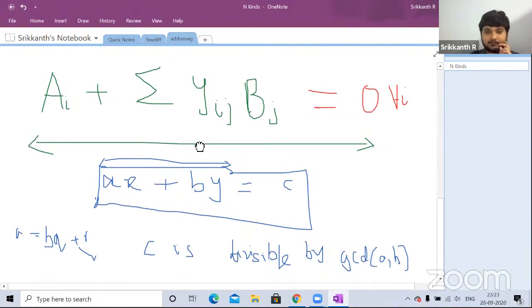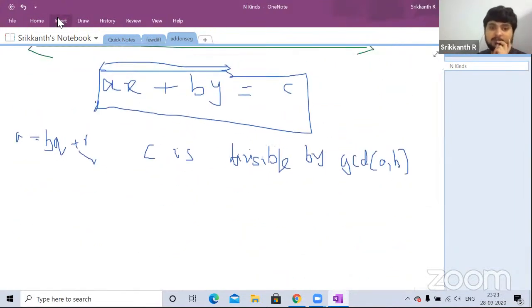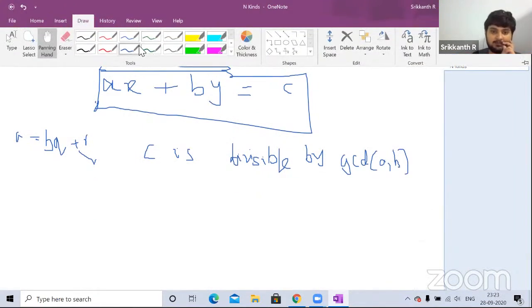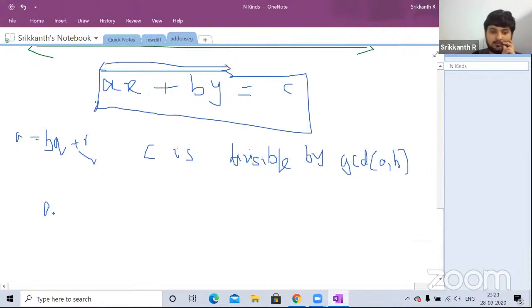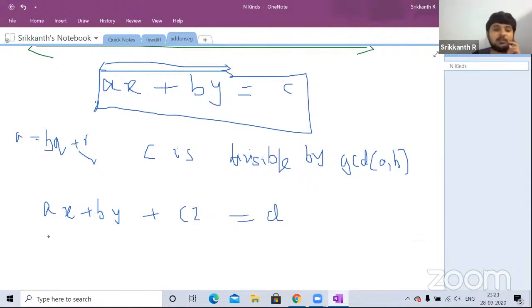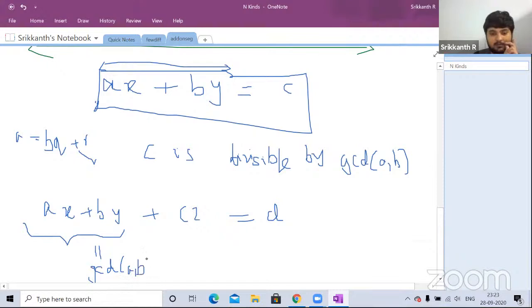But essentially the same thing. So how to extend this for multiple variables? That's pretty easy. If you had more variables, let's say CZ equals E, what you would do is reduce this to fewer variables. Consider this part. We know that this must be divisible by the GCD of A comma B. So we can replace this by GCD of A comma B into, let's say, Z dash plus C times Z equals D.